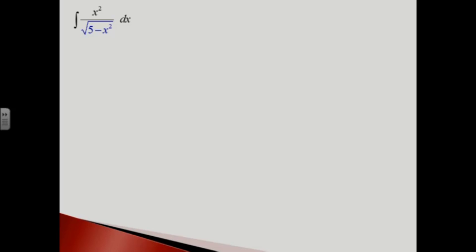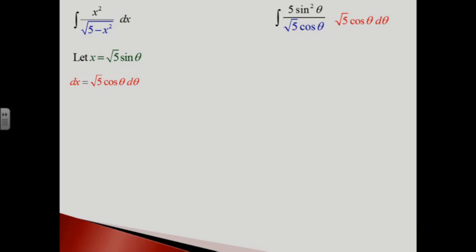Third example, integrate x squared over square root of 5 minus x squared. Let x be square root of 5 sine theta, then dx equals square root of 5 cosine theta d theta. Substituting in the initial integral, square root of 5 minus x squared becomes square root of 5 cosine theta. x squared becomes 5 sine squared theta, and dx becomes square root of 5 cosine theta d theta.